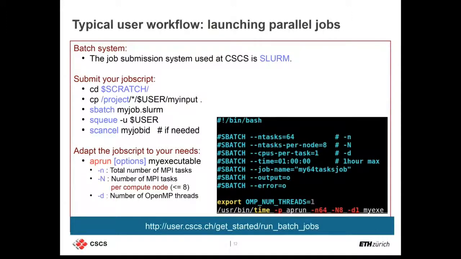This is the name of my job, and I will redirect the output and the error output of my job to a file. And then you just have to repeat the same settings for the MPI run command line. And don't forget to put the time command in order to get timings. Of course you can adapt that job script to your needs, and you can find more information on the CSCS user portal.